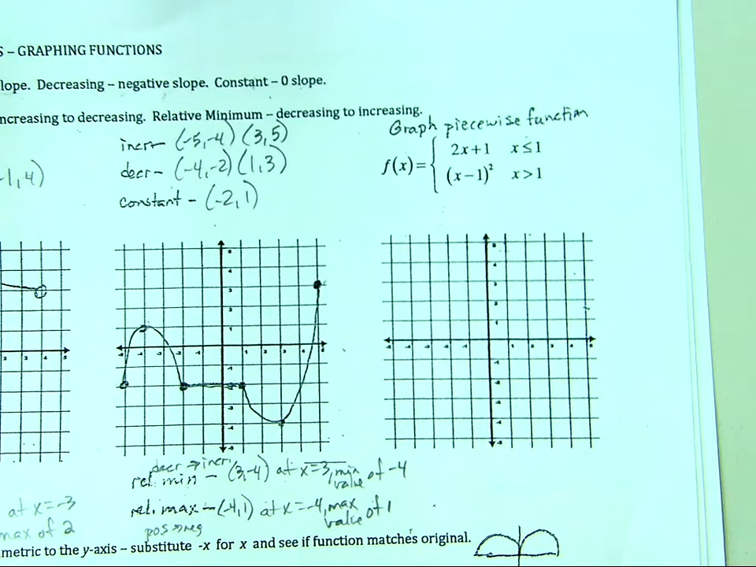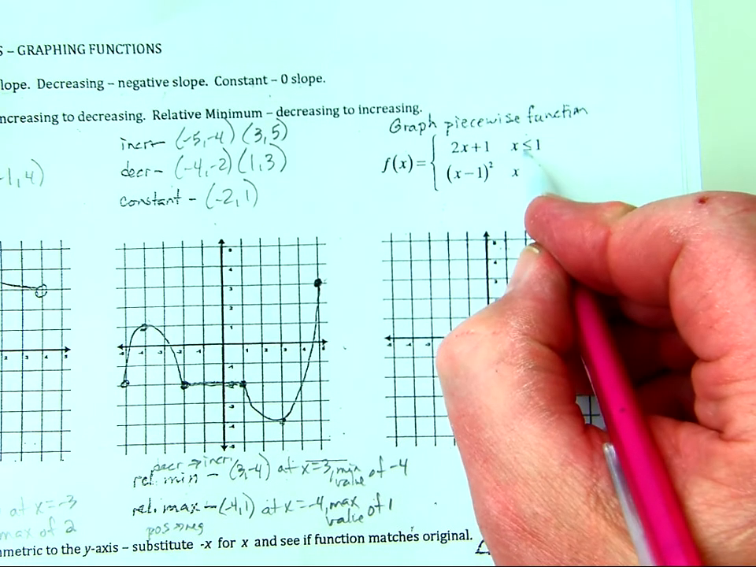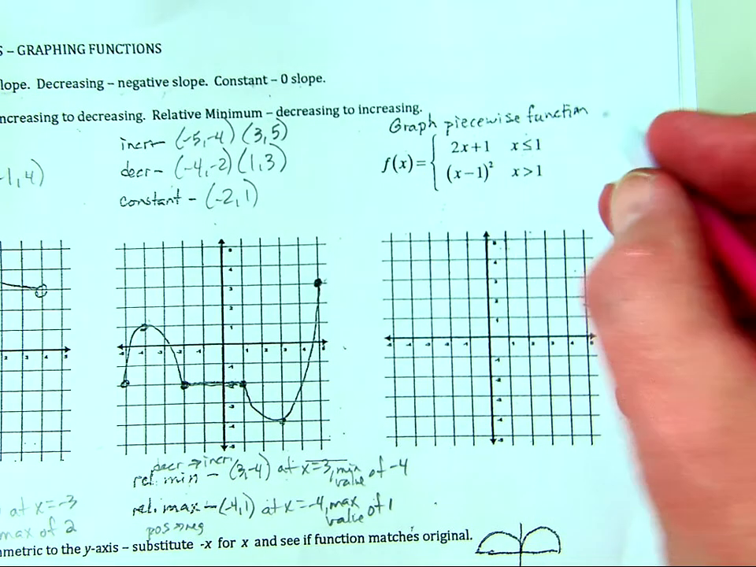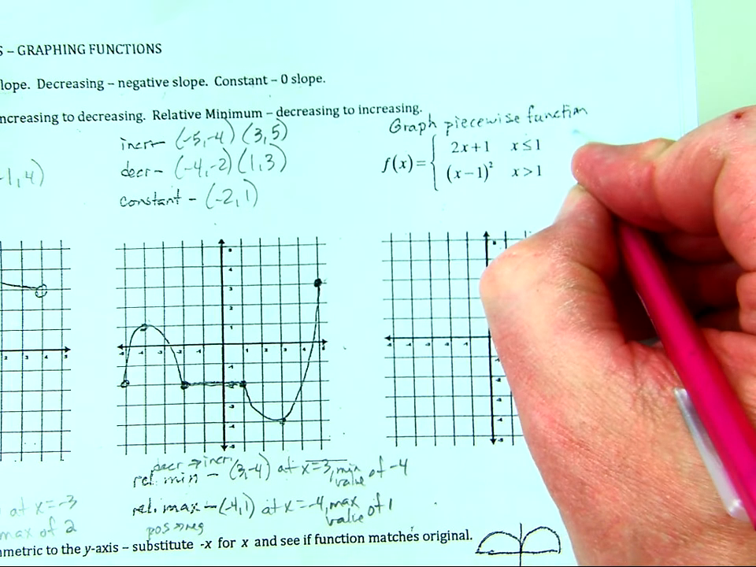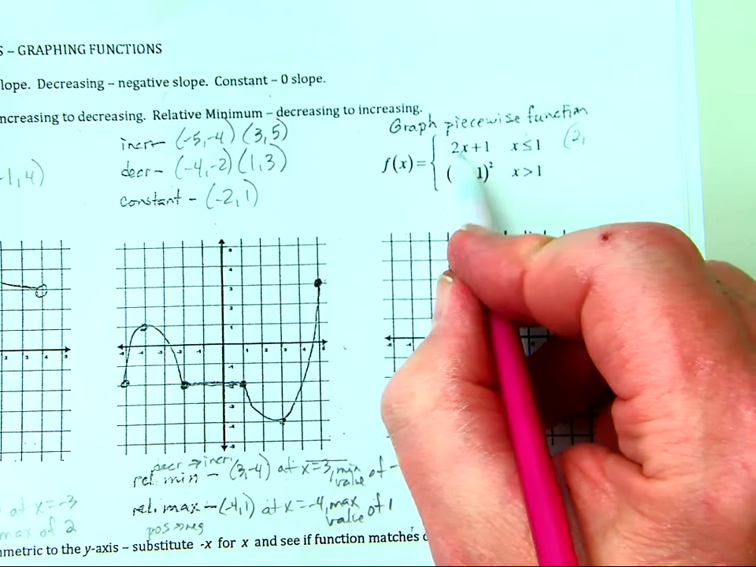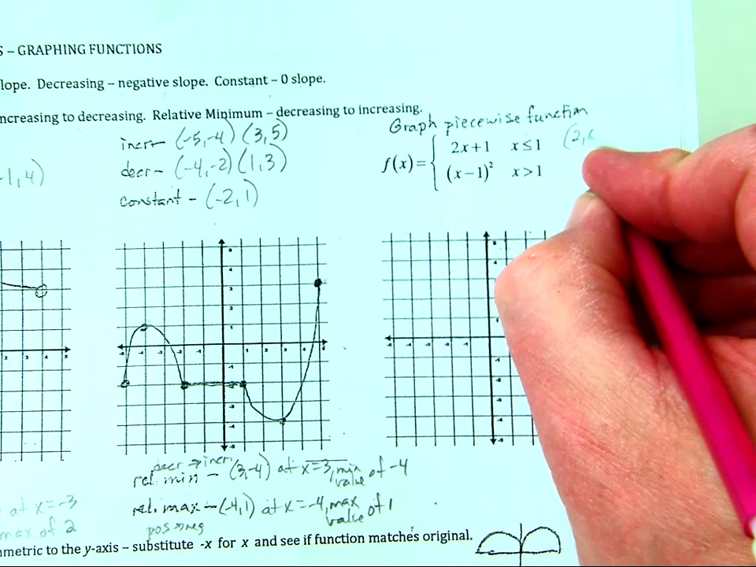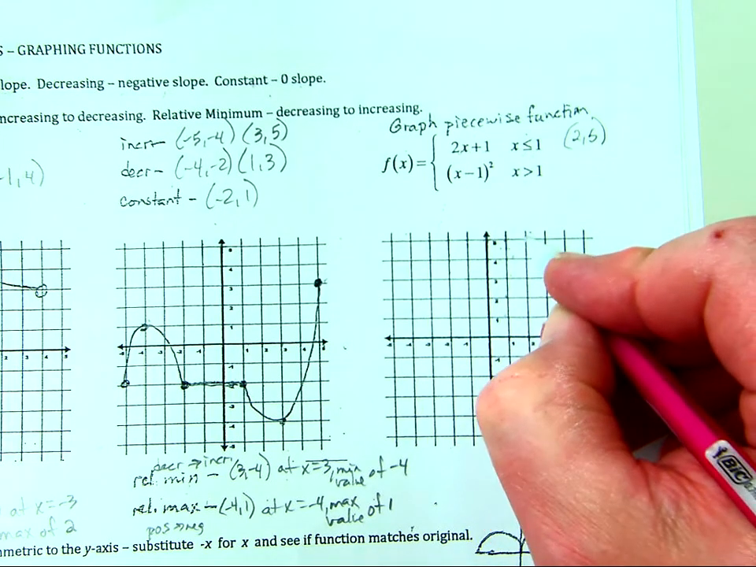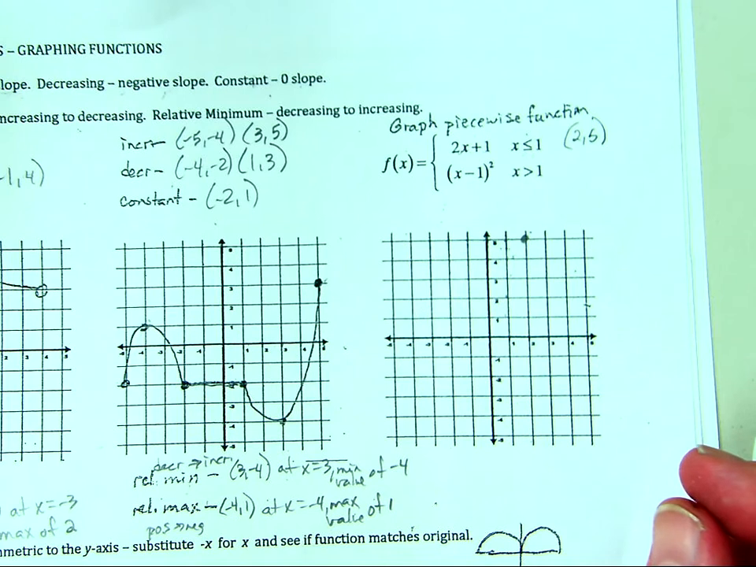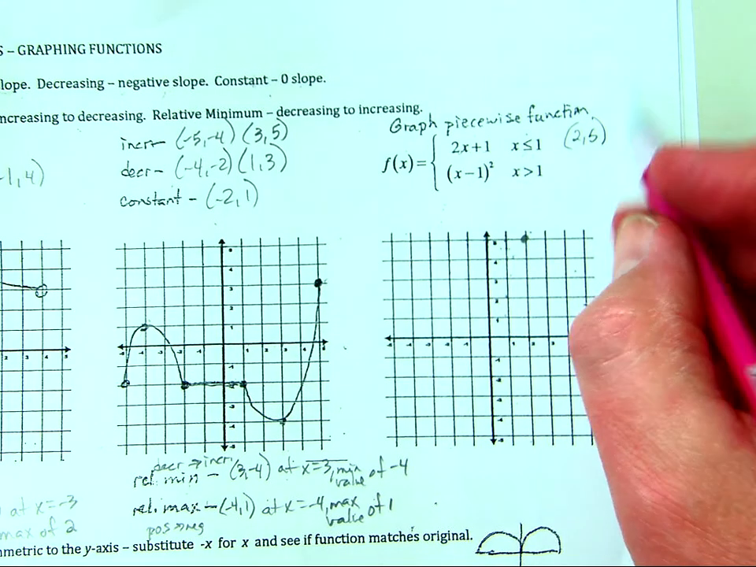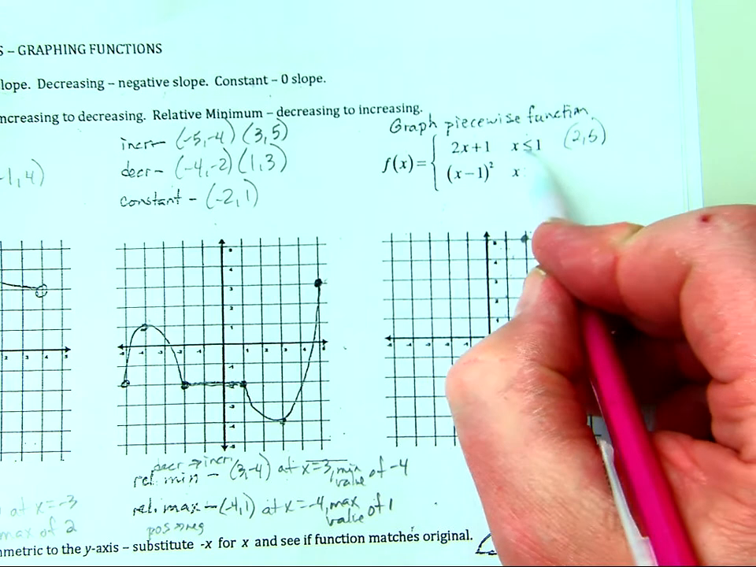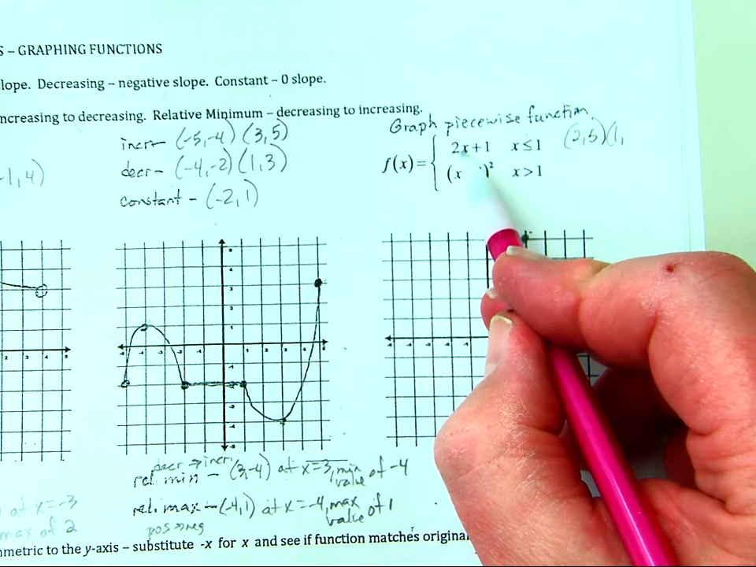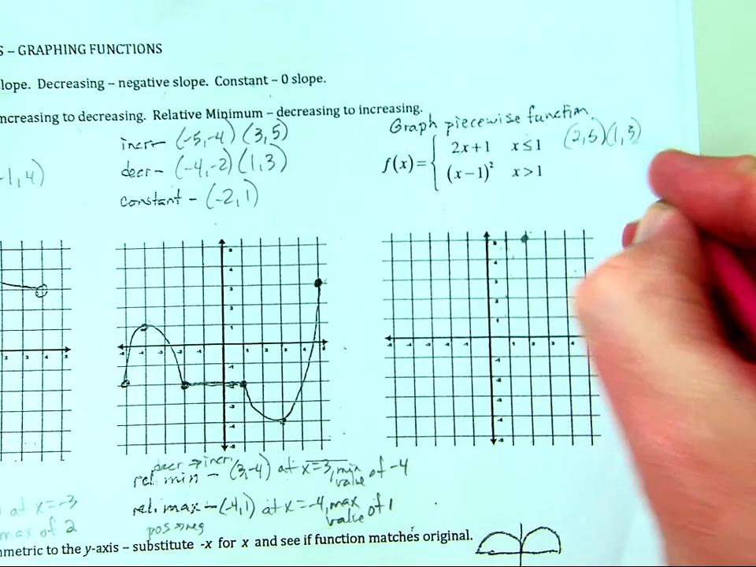So if we wanted to graph that, we could plug in some numbers. So let's plug in some numbers here, like a number greater than 1, like 2. So if x is 2, 2 times 2 is 4, plus 1 is 5. So the point 2, 5. Or notice like here, it's equal to 1. Let's try 1. We plug in 1. 2 times 1 is 2, plus 1 is 3. 1, 3 is on there.